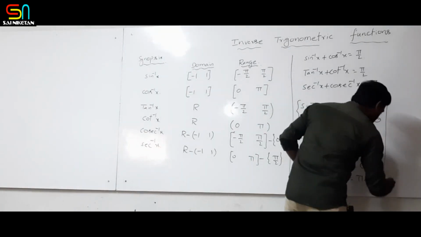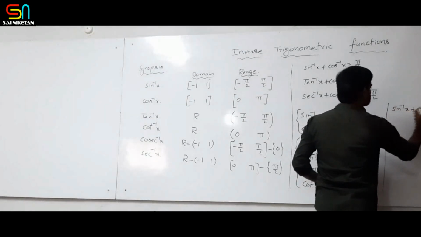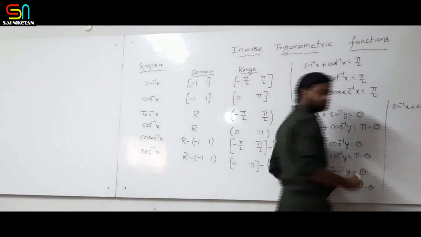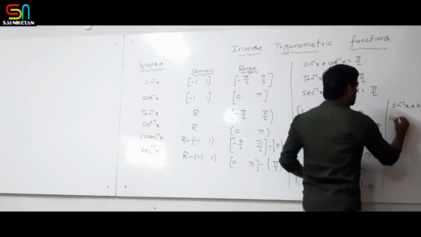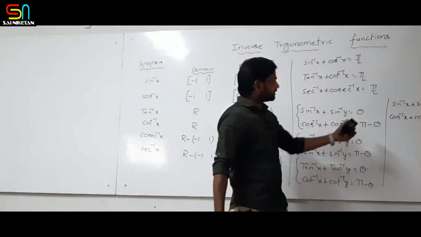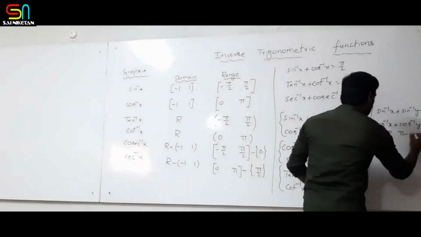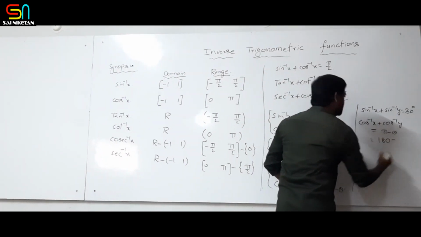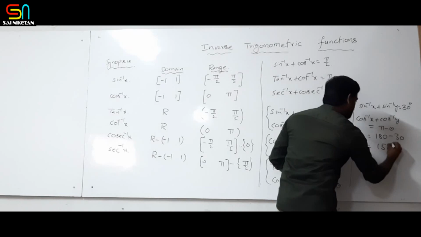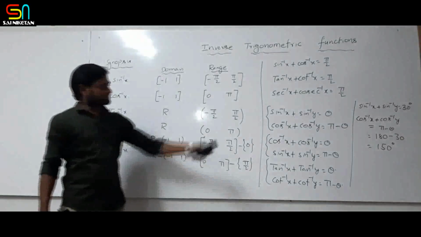Suppose at the CET level, they may ask questions like, sin inverse x plus sin inverse y equal to 30 degrees. Now what is the value of cos inverse x plus cos inverse y? This is the question. The formula for cos inverse x plus cos inverse y is pi minus theta. Pi here is 180, so 180 minus theta, and theta is 30 degrees. 180 minus 30 is 150 degrees. In this way, we can find the values. These are the shortcut formulas.